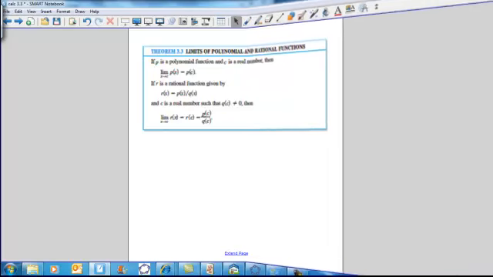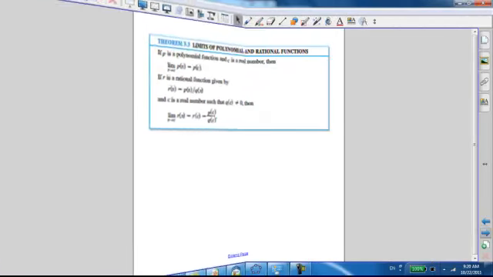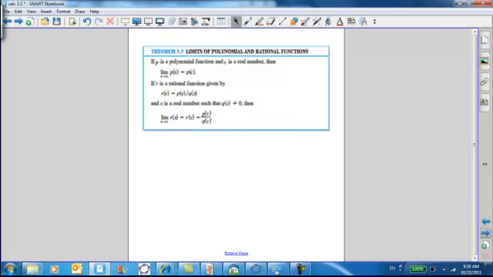Now let's try a different limit here. Limits of polynomial and rational functions. Again, you have to be careful with the rational function that you just plug in the bottom, because if it makes the bottom equal to 0, we're going to have to look at that in a very different way.